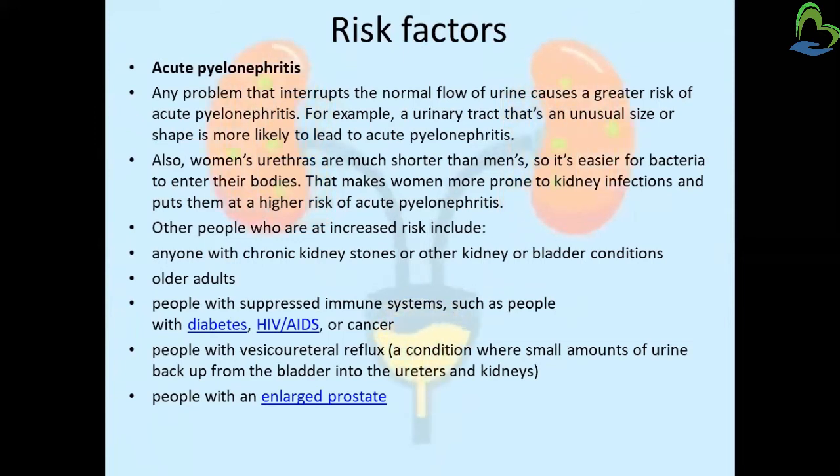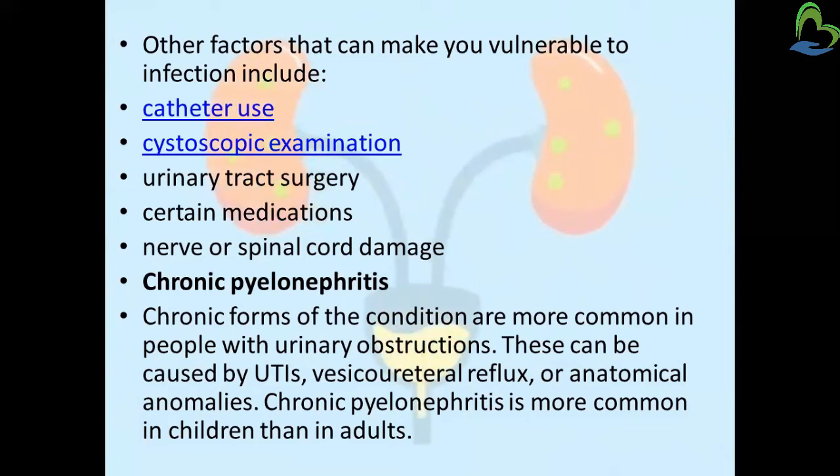Risk factors for acute pyelonephritis include diabetes, HIV, an enlarged prostate, any abnormality from birth, or chronic kidney stones. Other factors include catheter use, cystoscopic examination, urinary tract surgery, certain medications, and nerve or spinal cord damage, which can also lead to pyelonephritis.